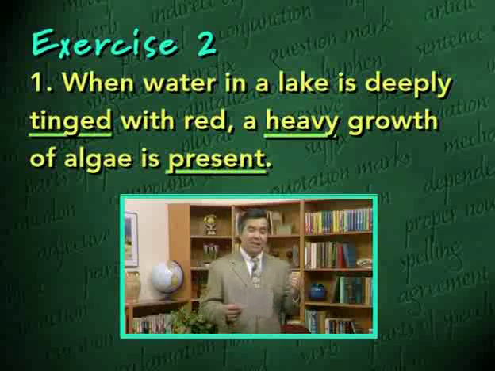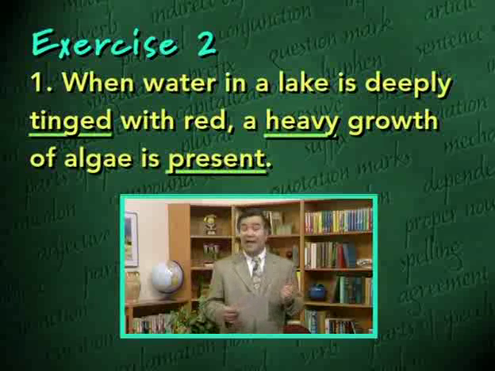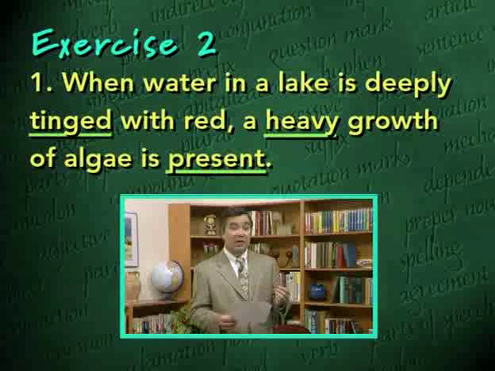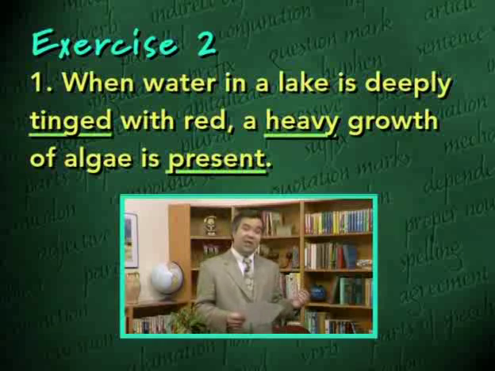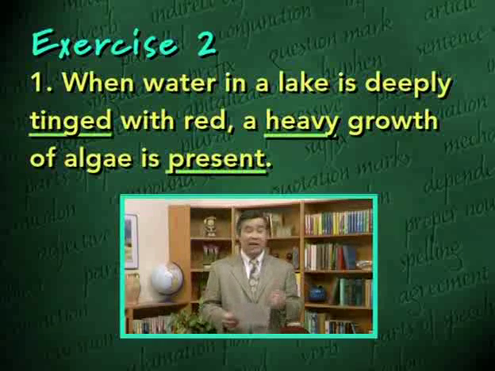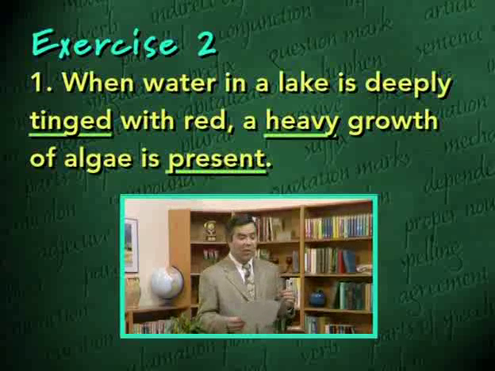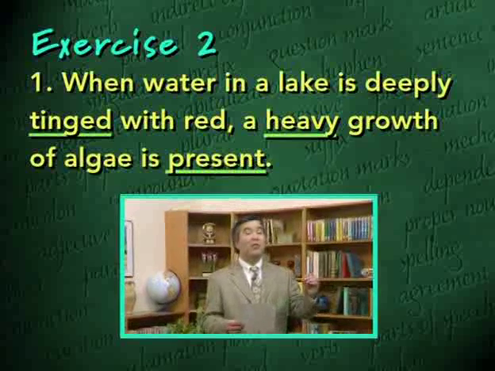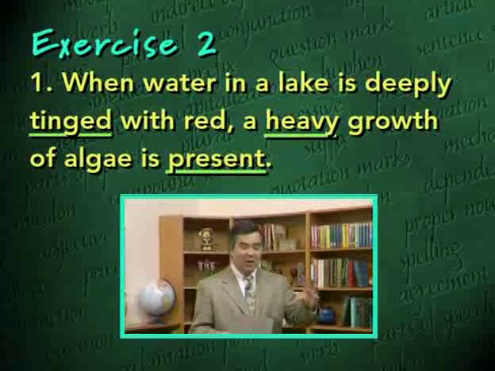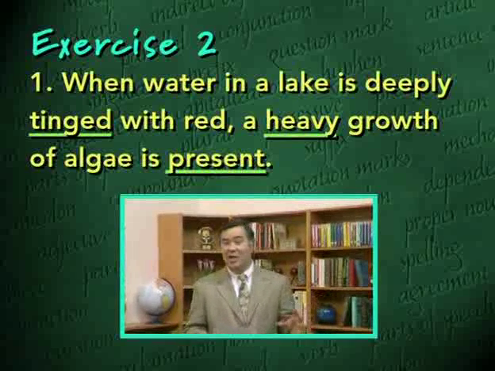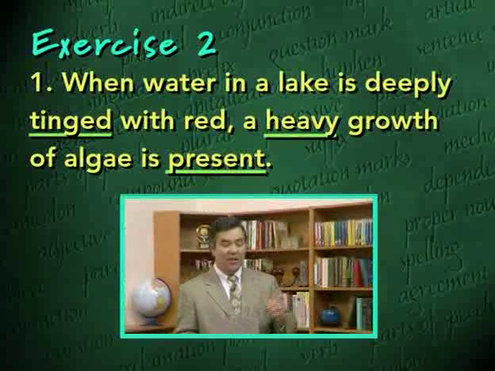You might have been tempted by the word red, because the word red is often used as an adjective. You might refer to the red ball that came bouncing down the street, in which case red is an adjective describing the noun ball. In this case, however, red is being used as a noun. The sentence says that the water in the lake is deeply tinged with red. Red is being described here as a kind of substance, a thing that has been used to tinge or color the water. So red is a thing in this sentence, and therefore it's a noun rather than an adjective.